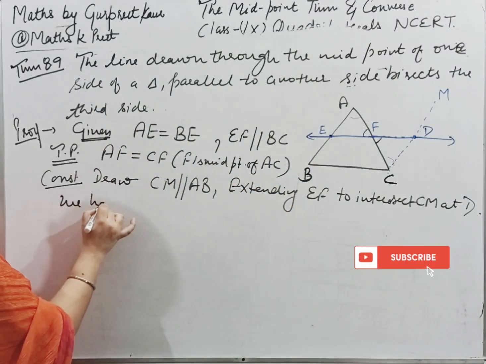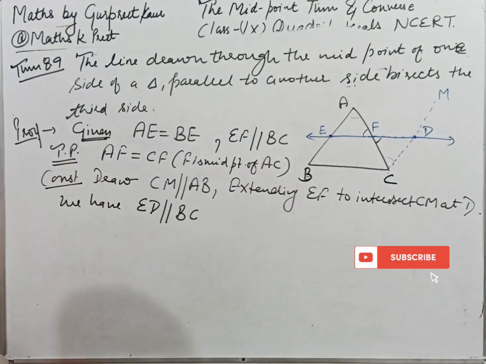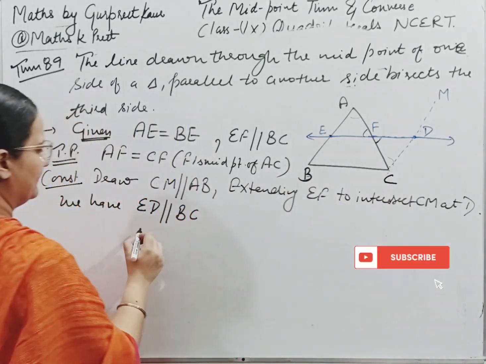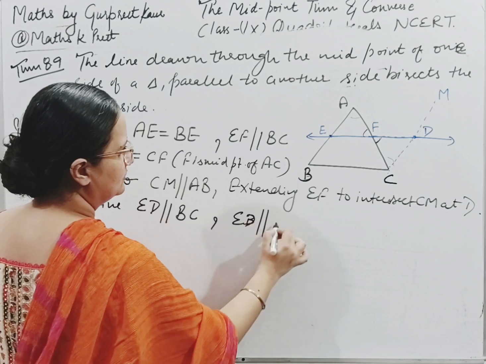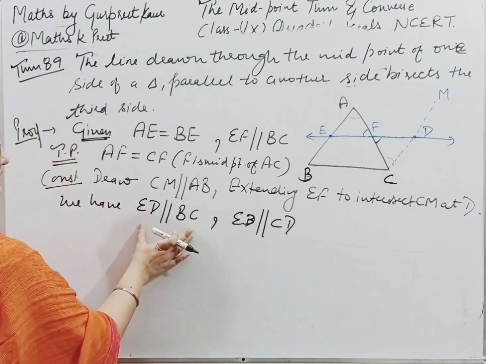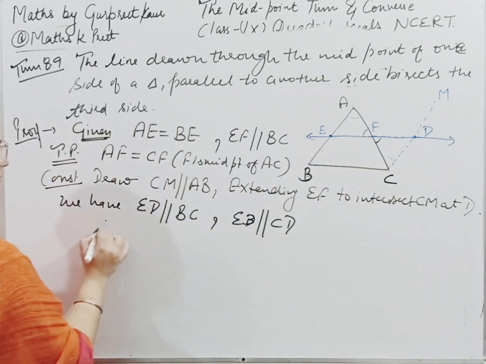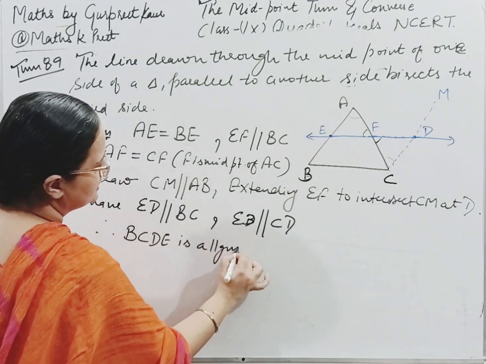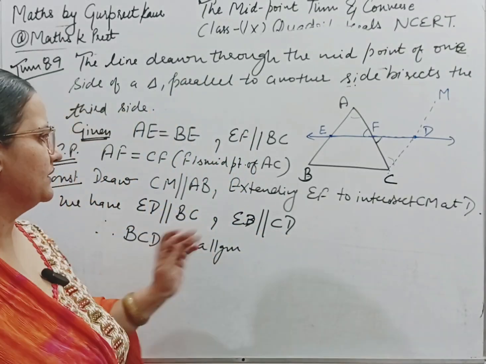We have ED is parallel to BC. This thing we have. And what else we have? This EB is parallel to CD. This is through construction. This is given to us. Fine. So this pair is parallel and this pair is parallel. Therefore, what we are having, BCDE is a parallelogram. Why? Because both the pairs of opposite sides are here parallel, therefore this is forming a parallelogram.